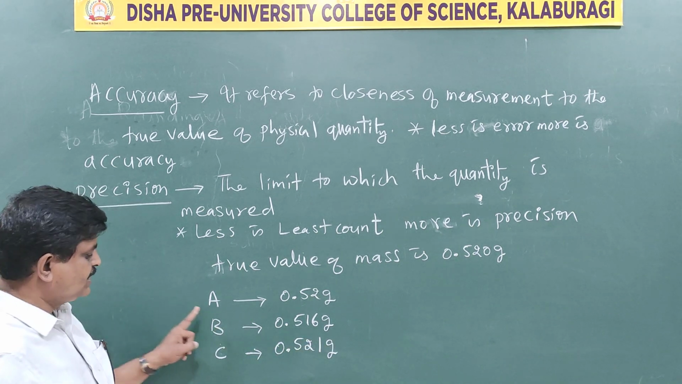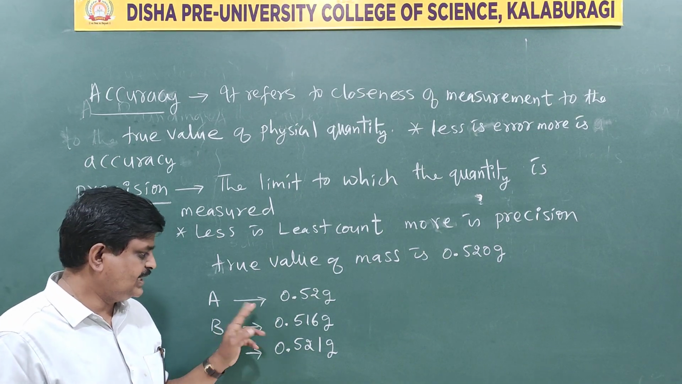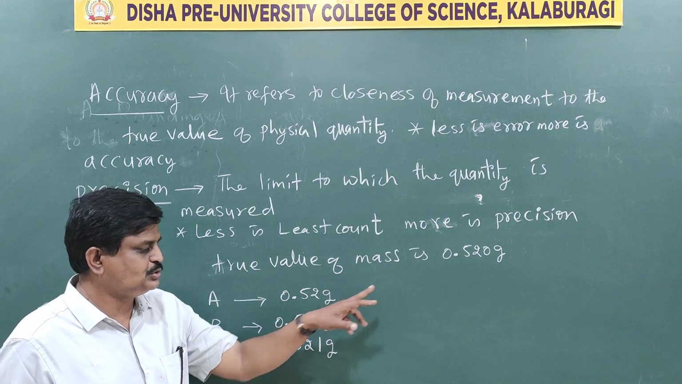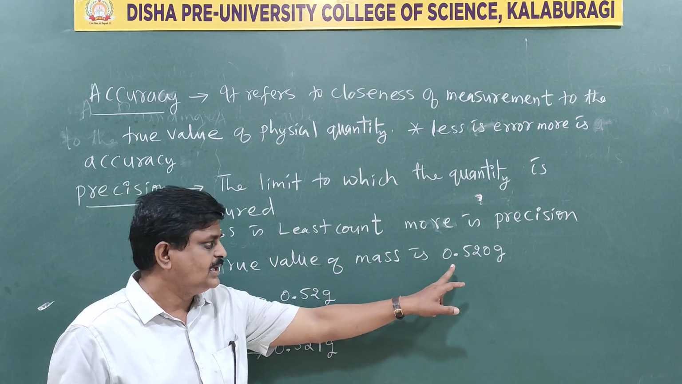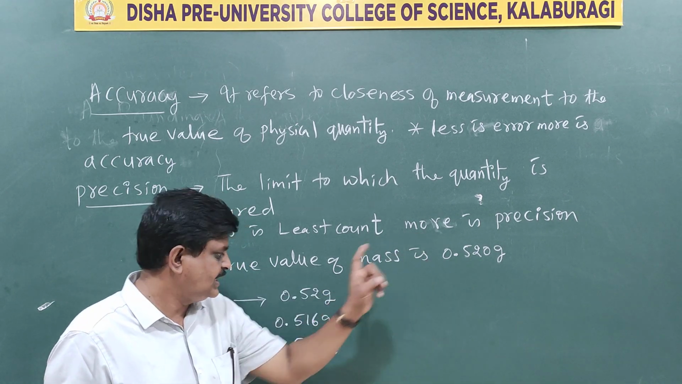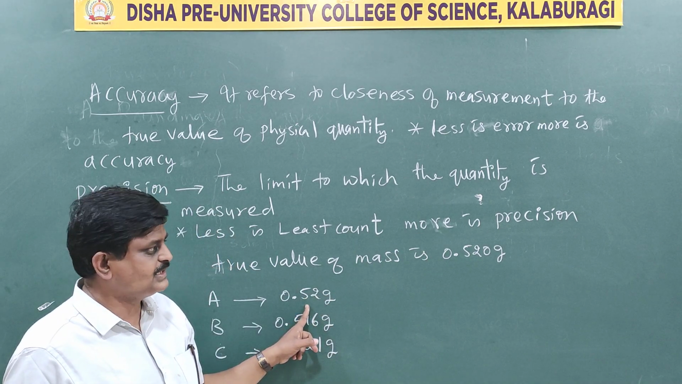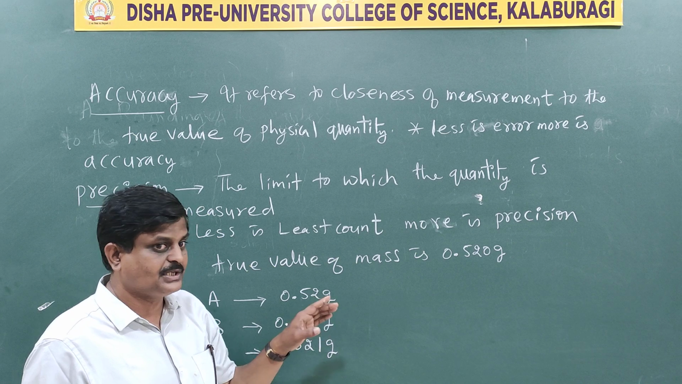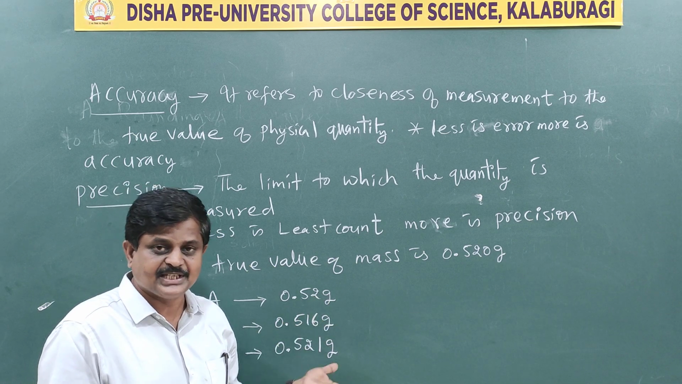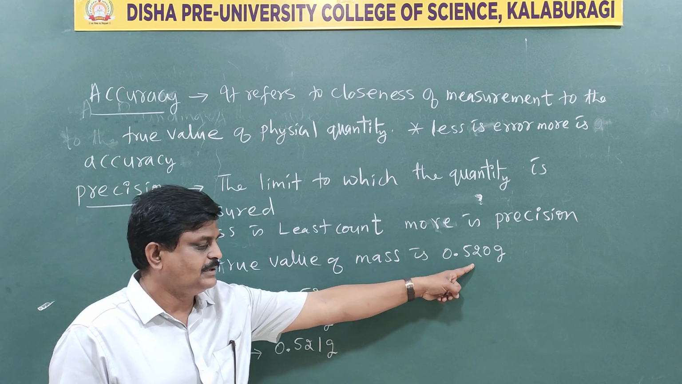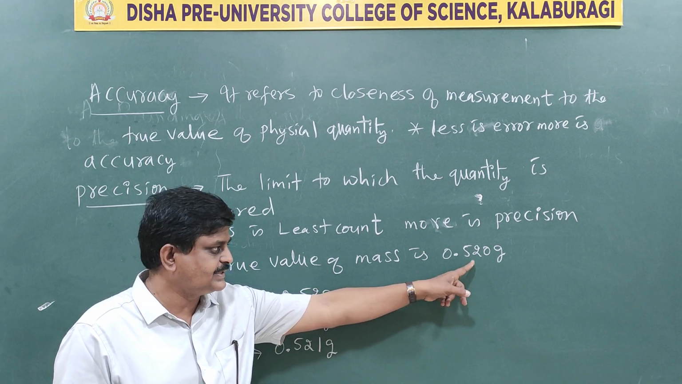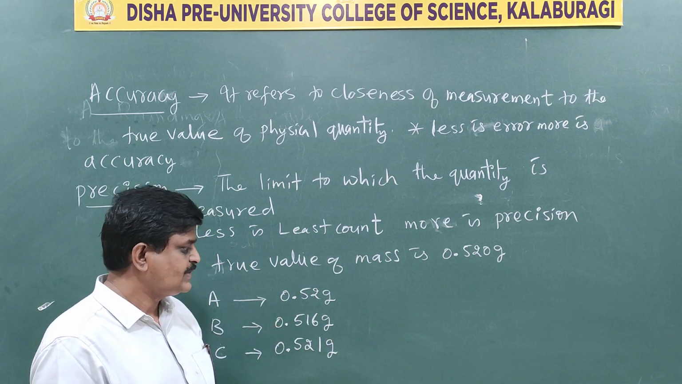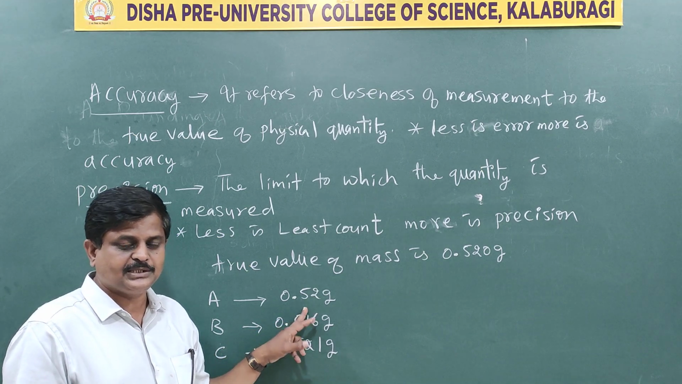Just see, student A reported 0.52. Our true value for the experiment given was 0.520. Now see whether this student has approached the standard value. No. So therefore the value is not accurate, nor precise either, because see the digits: it has 1, 2, 3, but he is able to round it to only 2 digits. So it is neither accurate nor precise.